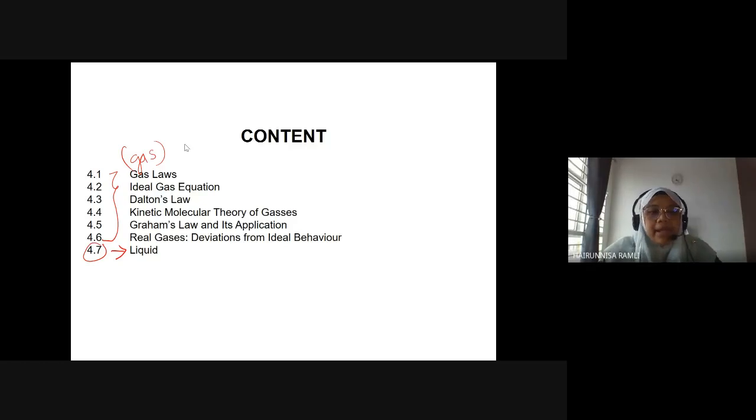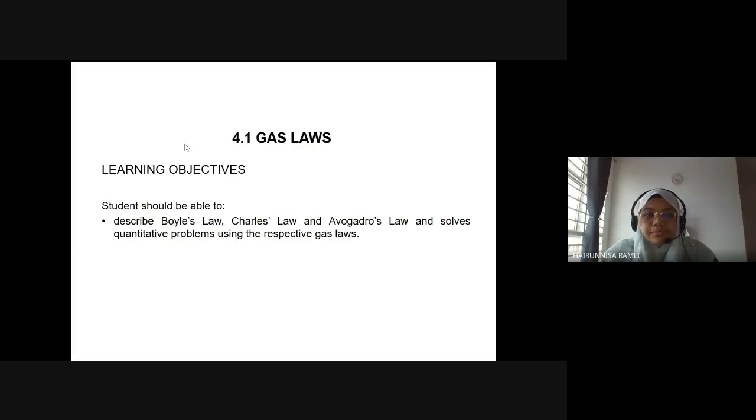Okay, so basically I think for the gas laws for 4.1, you have learned during your secondary school. And then the rest tu lah kot, maybe the new topic for you lah. Okay, so we move to the gas law first, 4.1. At the end of this subtopic, you should be able to describe Boyle's, Charles's and Avogadro's law and also solve the quantitative problems. So here, bila kita sebut quantitative, maksudnya you must involve with the calculation.